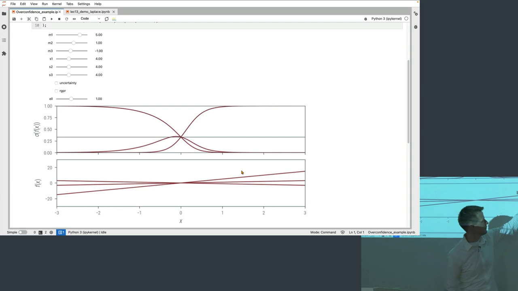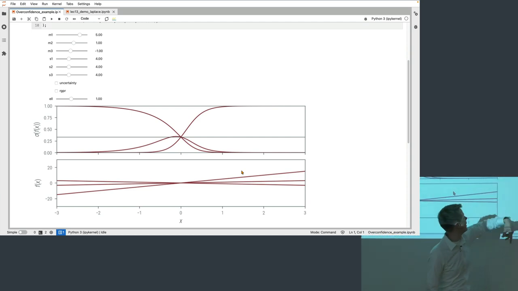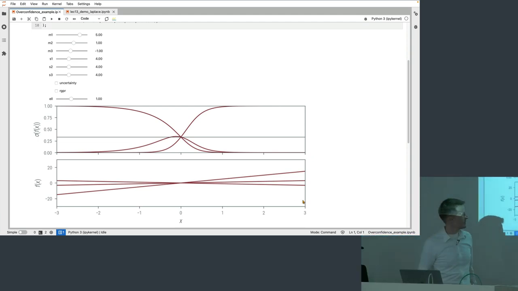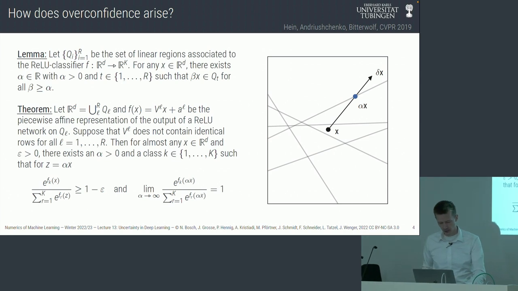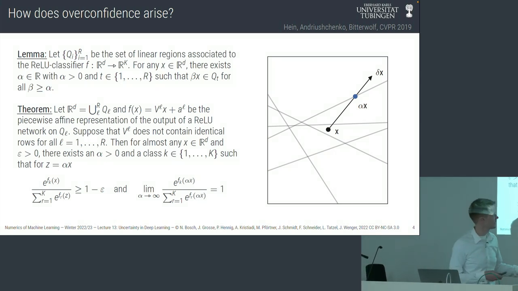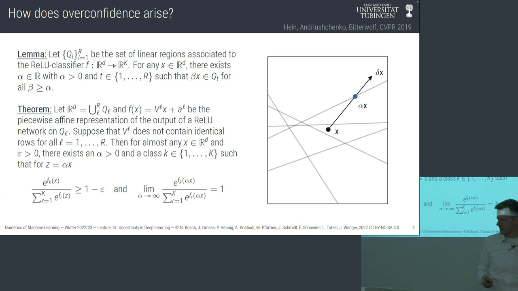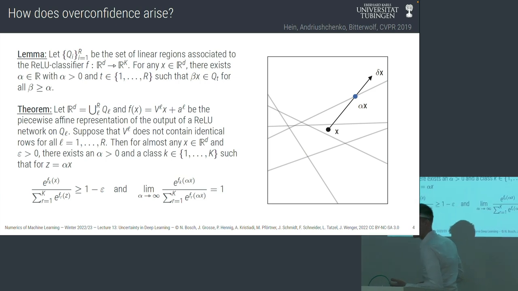So eventually, it'll be arbitrarily far away from all the other ones if you move arbitrarily far in this direction, and then you get arbitrarily high confidence in this class. Okay, so this is a fundamental property of ReLU classifiers. It's not an accidental thing. It's not like you can retrain your weights to avoid this. It's just fundamentally a property of these networks.